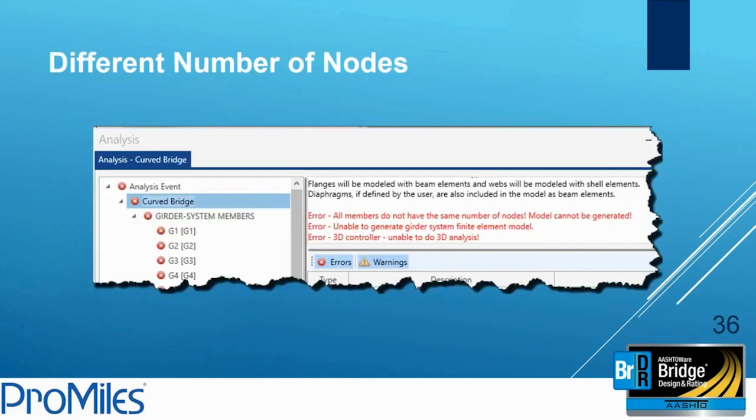Okay, you may have seen a different number of nodes. You may have seen this error message when you are trying to work with a 3D model: "All members do not have the same number of nodes. Model cannot be generated."